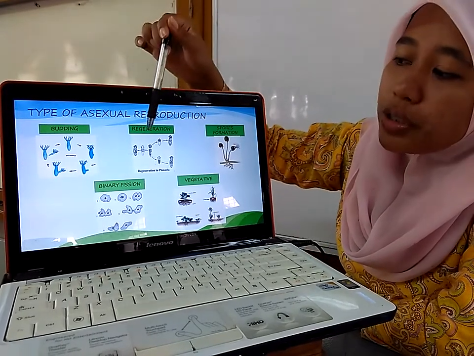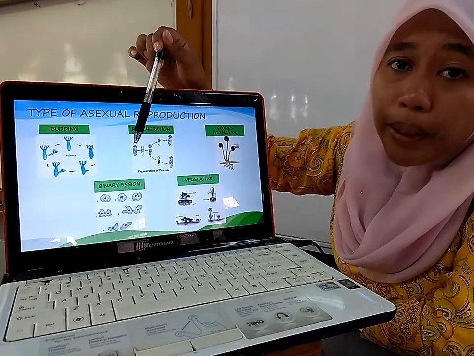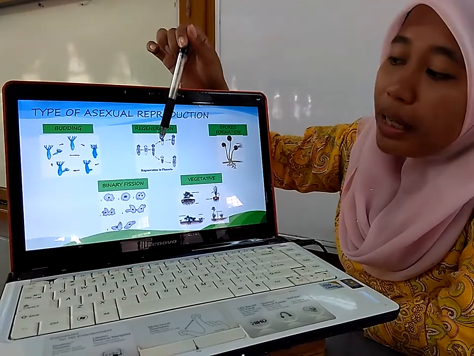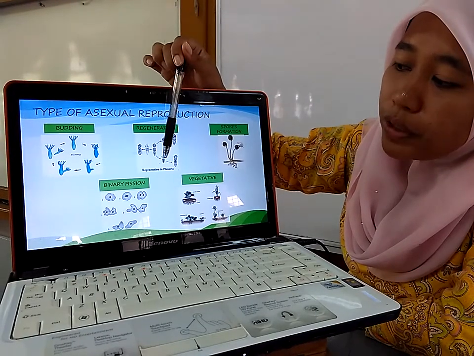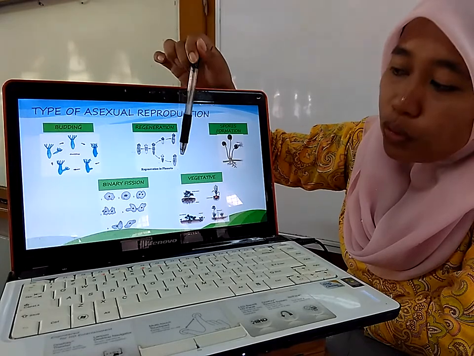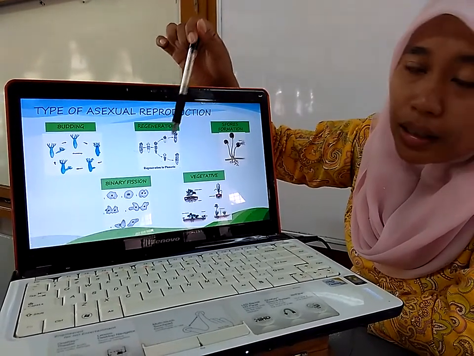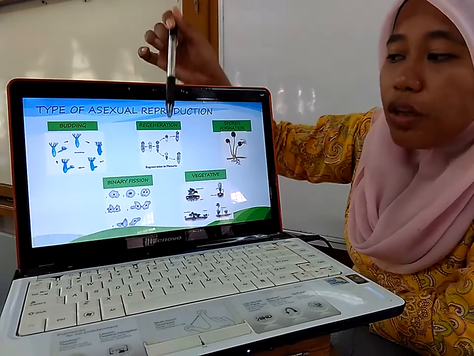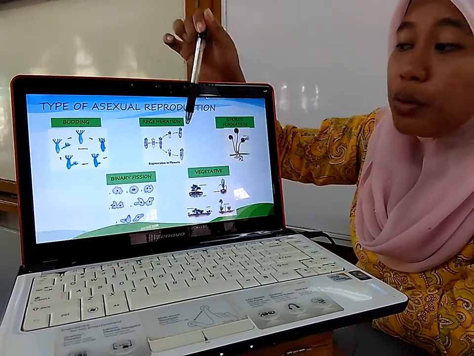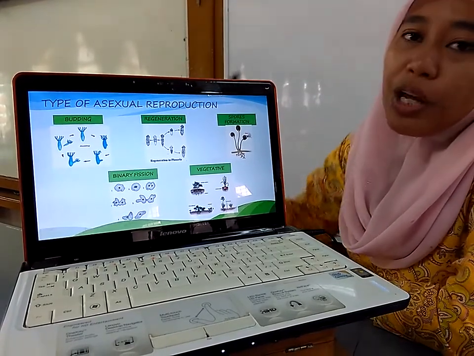Okay, regeneration, this one is very interesting, because from one parent, one individual, they will just cut off their body, and every segment, for example this is the tail, will also produce their head to form a new organism. This is the head, produce the tail, to form a new organism. So if let's say the individual separates into 5, they will form 5 new individuals. So very easy to reproduce.